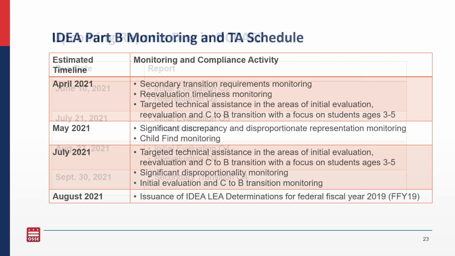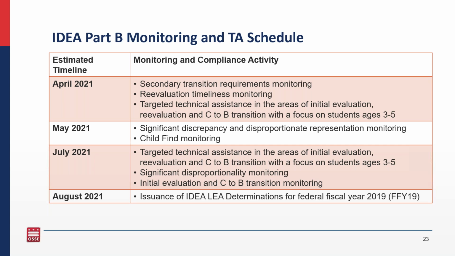And then our next slide outlines all of our monitoring and technical assistance in the area of IDEA Part B for the remainder of this year. We are currently, as I said, releasing secondary transition and reevaluation timeliness monitoring reports today in DC CATS. And we continue to move forward with select LEAs for targeted technical assistance in the area of initial evaluation, reevaluation, and C2B transition, with a focus on students ages 3 to 5. Coming up in May, we are looking at significant discrepancy and disproportionate representation monitoring, as well as child find monitoring.